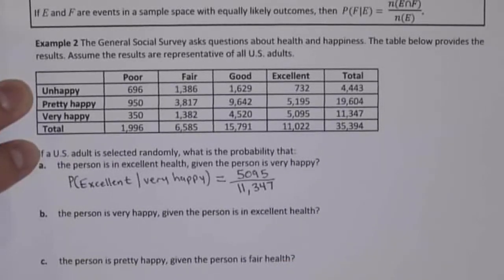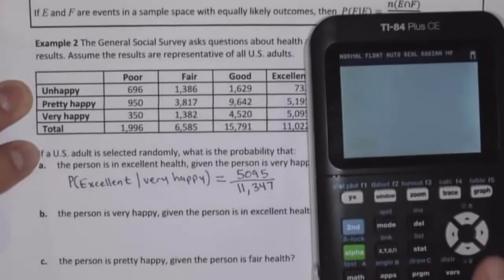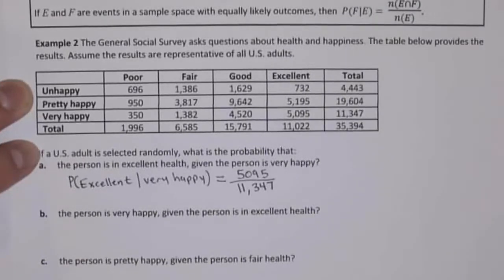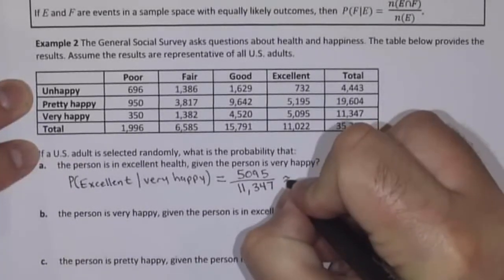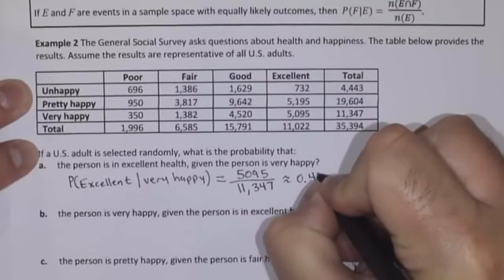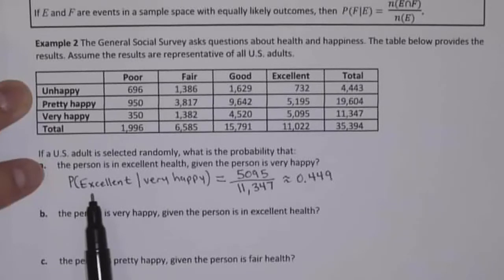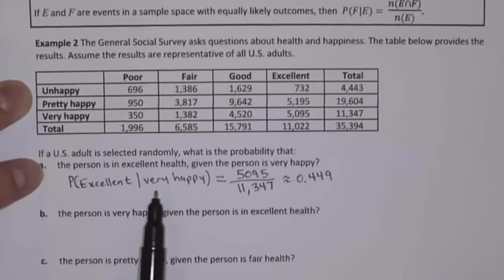Now that's a nasty fraction, so we want to change that to a decimal. 5,095 divided by 11,347 is approximately 0.449. So 0.449 is our probability. The probability that an individual is in excellent health, given that they're very happy, is 0.449.